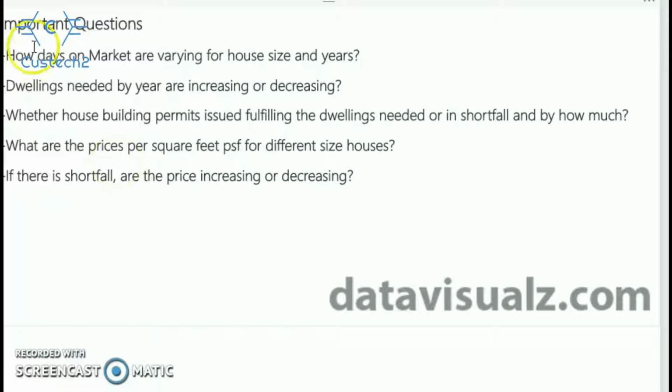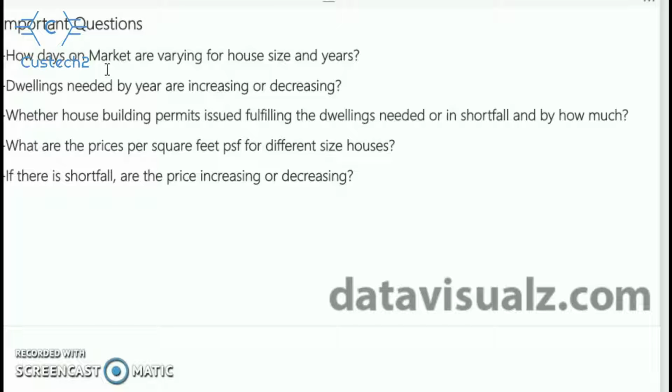Okay, regarding data, these are the important questions. How days on market are varying for house size and years. Whether the number of days are increasing for a particular size, or decreasing, and to what extent. For which houses the days on market are minimum, so that maybe I can go for investments in that particular house, and try to get the value for that house as quickly as possible.